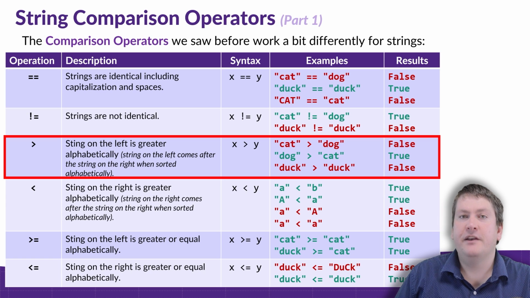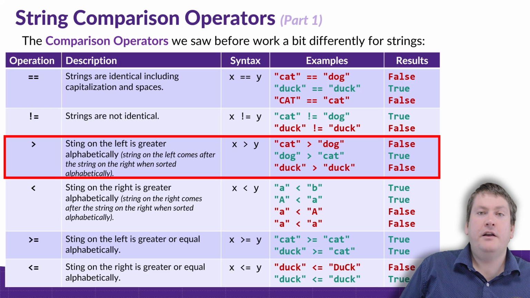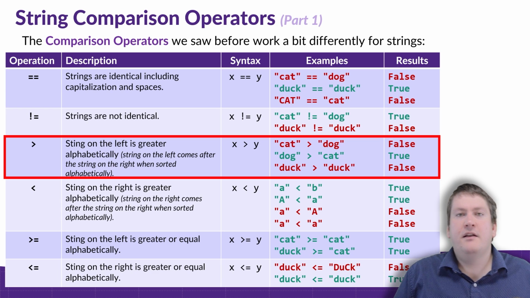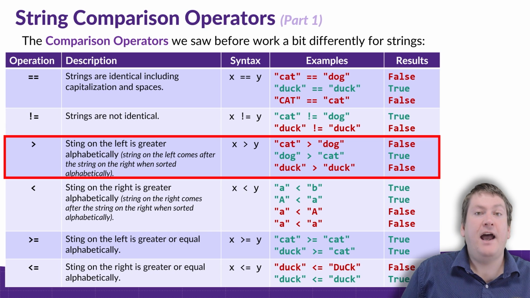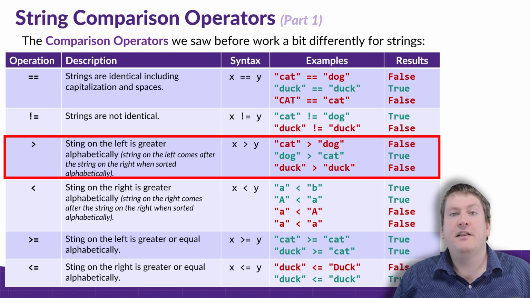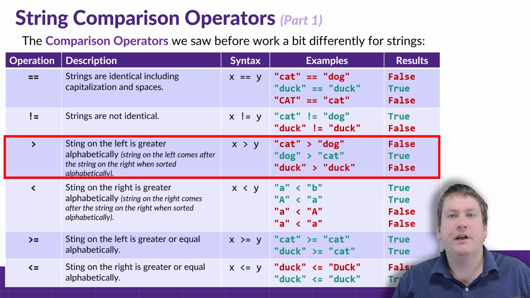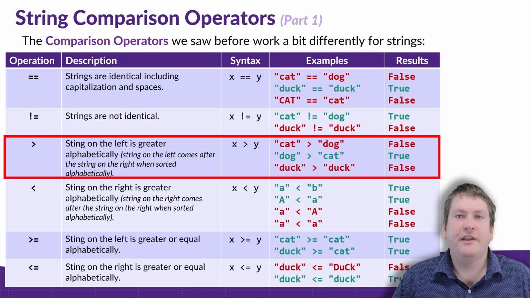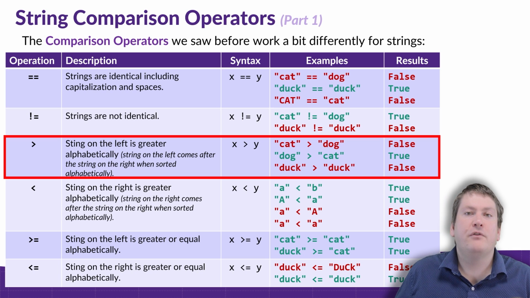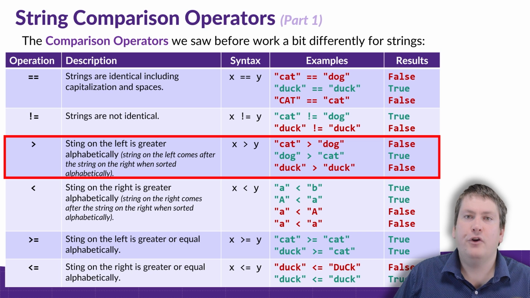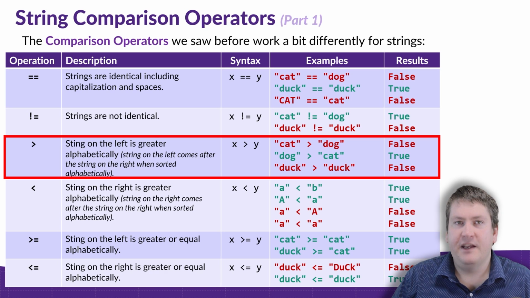We have cat greater than dog, and that is false because it's saying that dog comes later in the alphabet. Later would be greater. So because cat comes earlier in the alphabet, this is returning false. The other one, dog greater than cat, is returning true because dog is later in the alphabet. Duck greater than duck also returns false because, as you recall from before, greater than doesn't count two values being equal as one being greater than the other. We have to use greater than equals for that. So duck greater than duck is going to be false because they are identical.